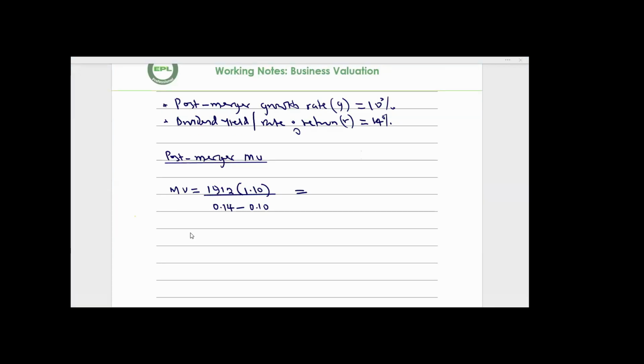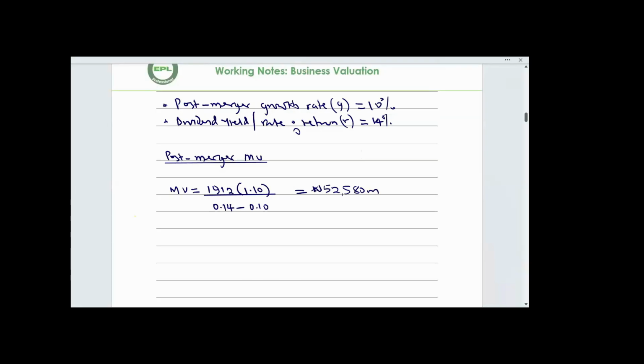1912. 52,580. 2 what? 52,580. 52,580 million. That's it. That's the post-merger market value.